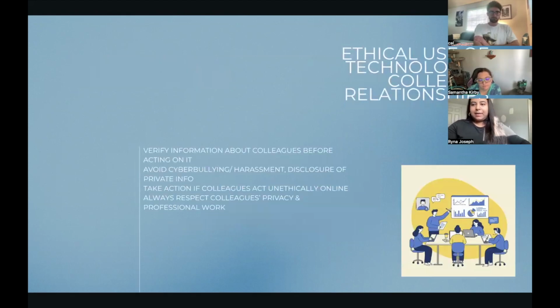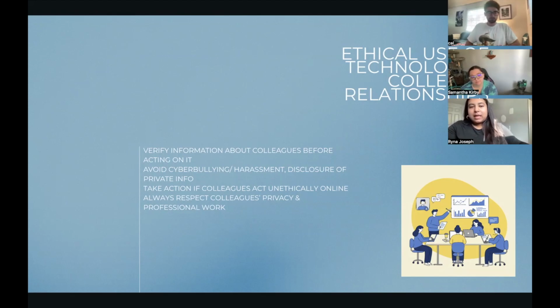And then ethical use of technology in relationships. So this slide shows the ethical use of technology when it comes to our relationship with colleagues. Firstly, it's important to verify information before reacting or sharing anything about another professional online, because misinformation can be very harmful and detrimental to someone's reputation really quickly. We also need to avoid any form of cyberbullying or sharing private information about colleagues. That kind of behavior can damage trust and professionalism in our field.